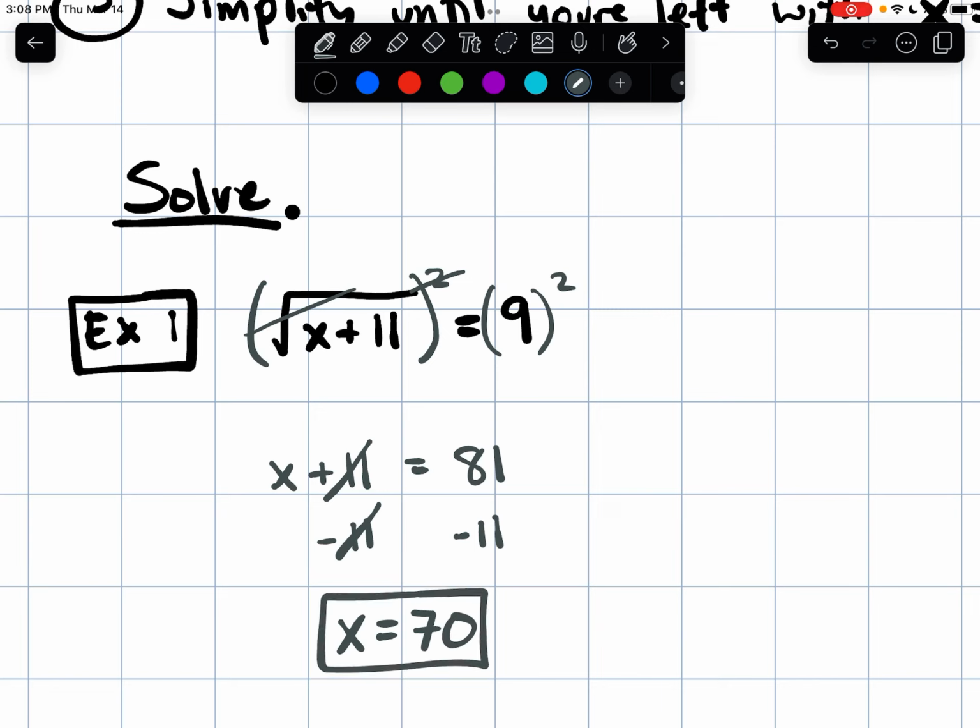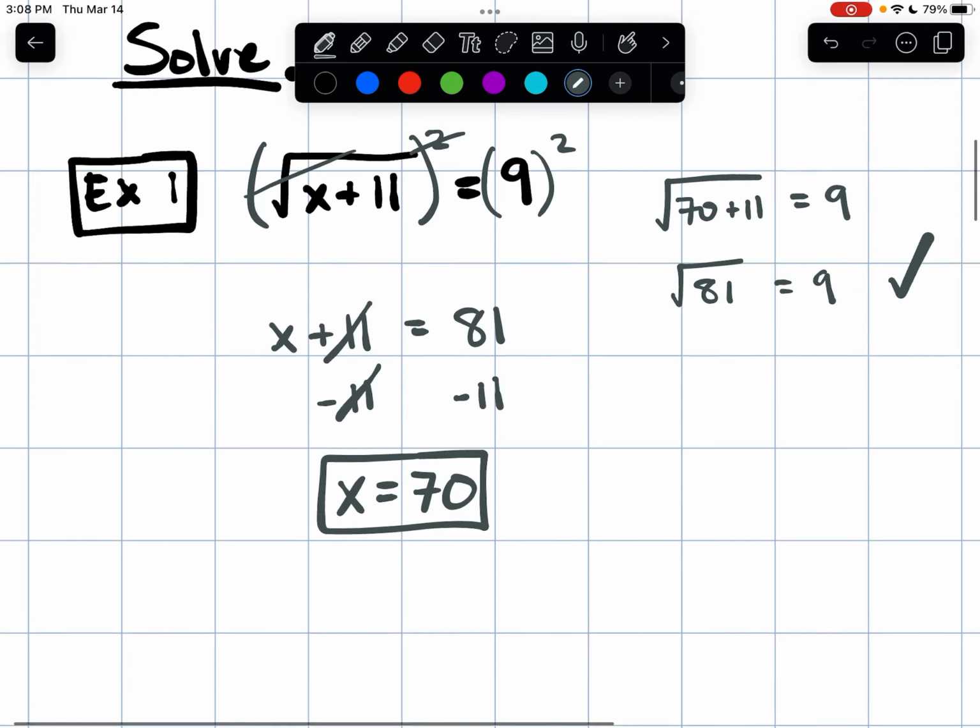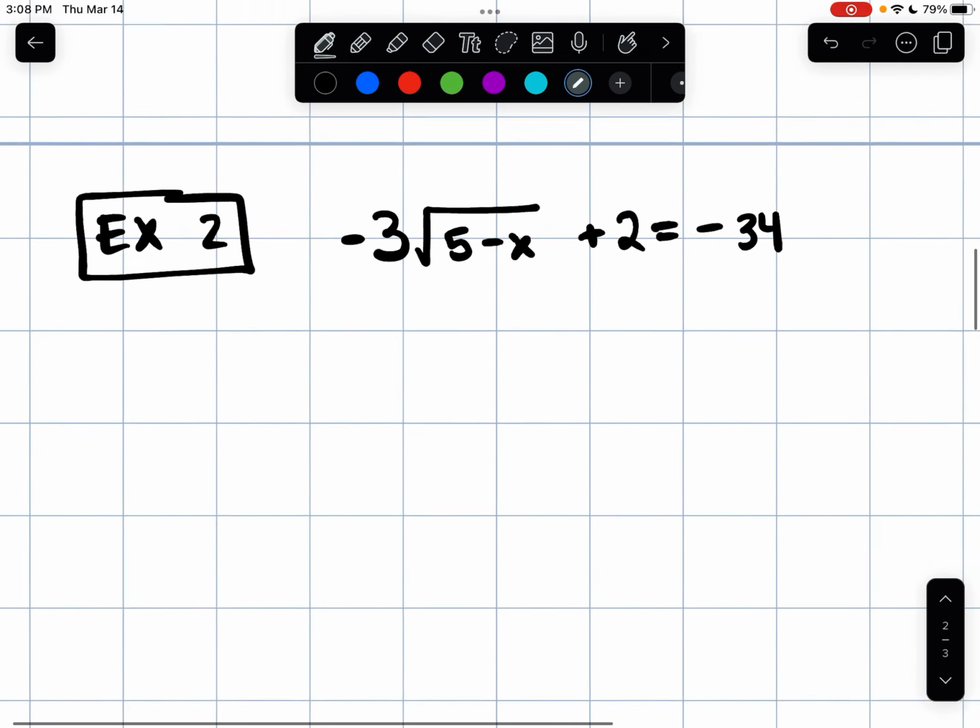Now again, I said you can double check your answer. If we plug this 70 into my original problem, we can double check. 70 plus 11 is 81, so this is the square root of 81 equals 9, and that is true. 9 does, in fact, equal 9. So we can get the right answer just by verifying it once you think you've got the right answer. So let's go to the next question.